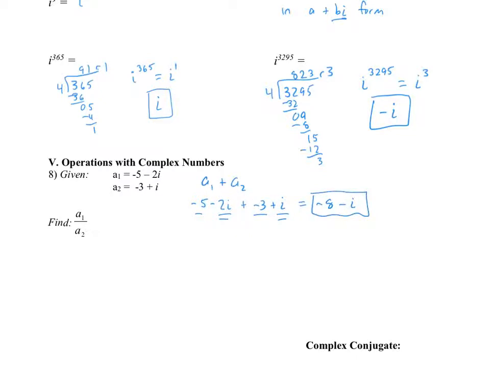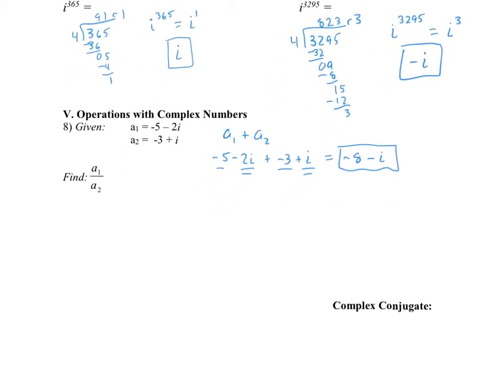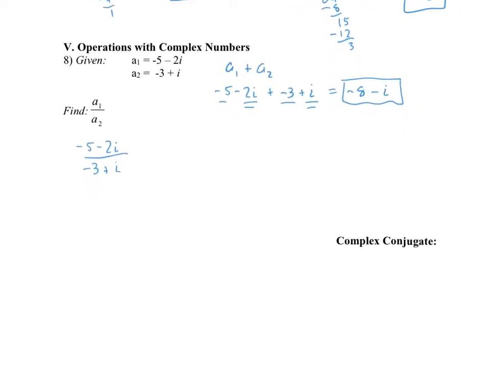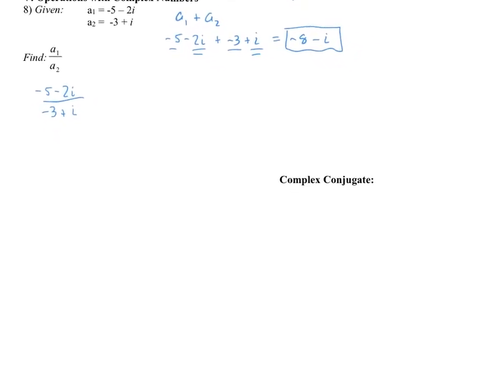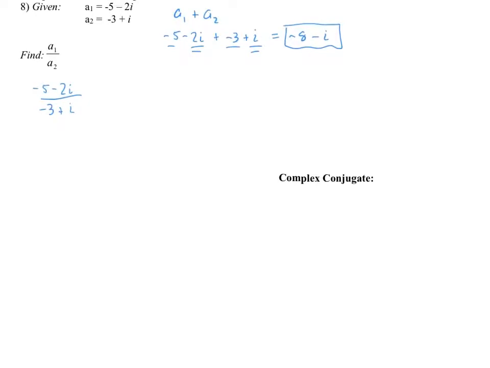So it simplifies to negative 8 minus i. If we look at a1 divided by a2, that's going to be negative 5 minus 2i over negative 3 plus i. And if you think back to last unit, unit 8, we're not allowed to have a radical in the denominator of a fraction. Well, here we're also not allowed to have an imaginary in the denominator of a fraction. So we have to take steps to make this denominator into a rational number. Just like in unit 8, when we had a binomial type term in the denominator with a radical in it, we used a conjugate.